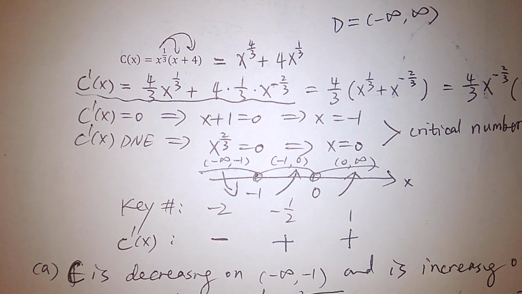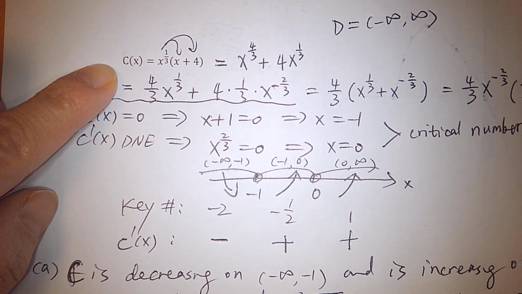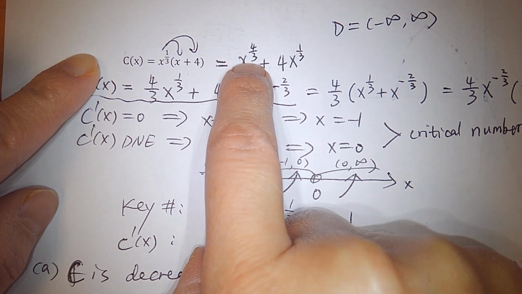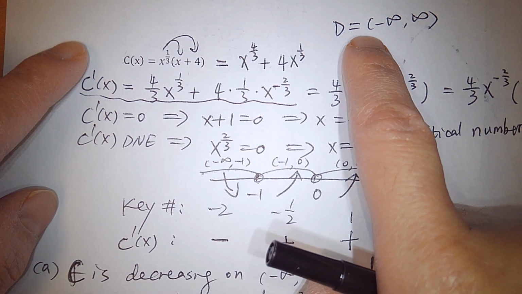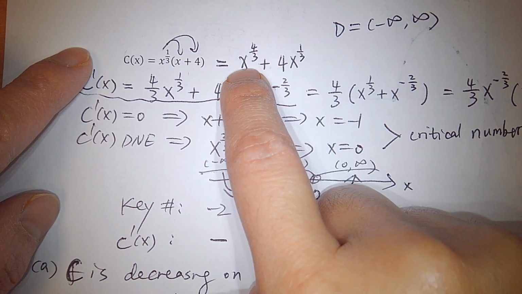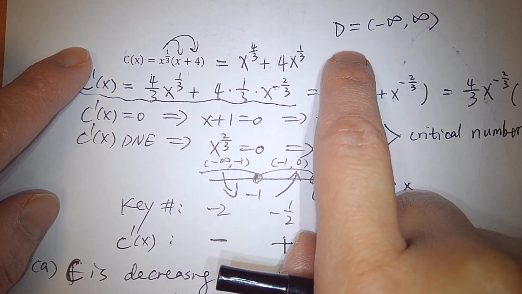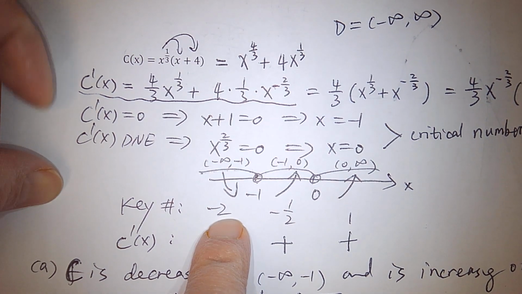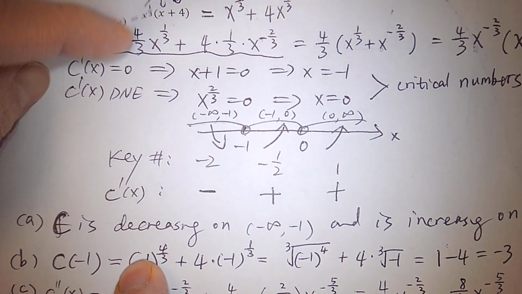So now we finish up doing this question. Eventually we want to graph it, right? So C of x equals x to the 4 thirds plus 4 times x to the 1 third. How to graph it? What we know so far is the domain is all real numbers because this is a cube root, so there's no restriction for x. And we did the first order derivative already. I'm not going to repeat those, okay?